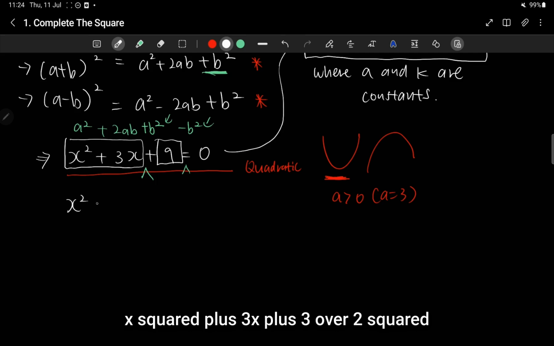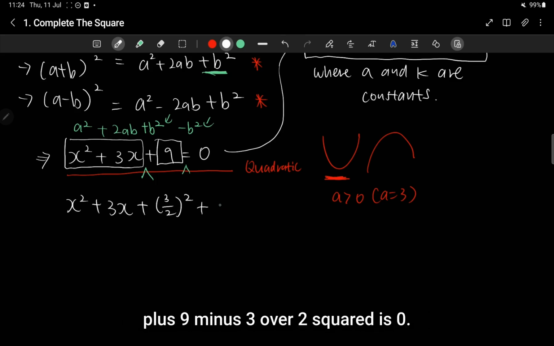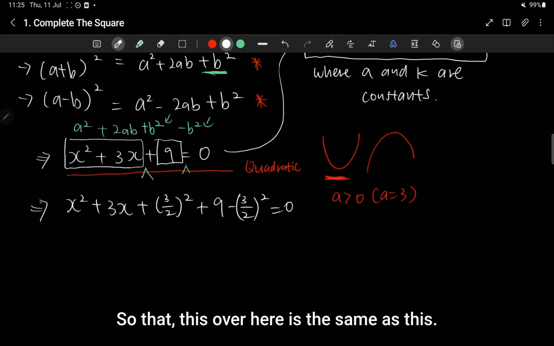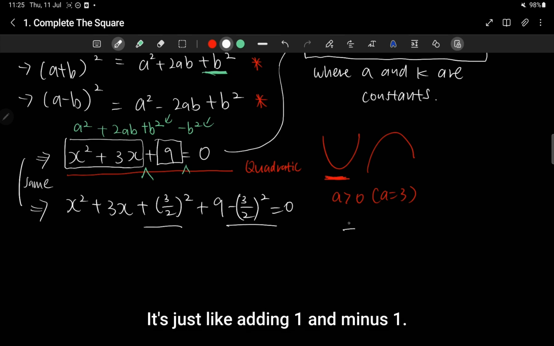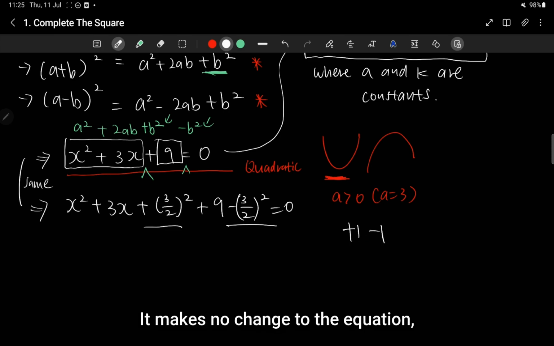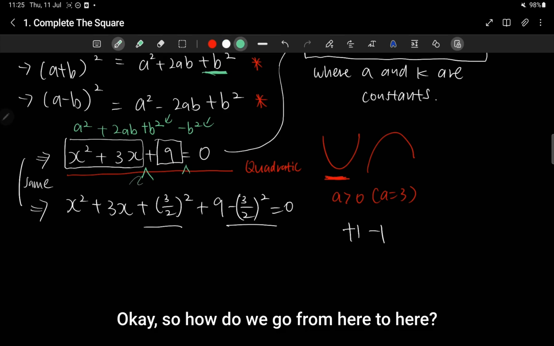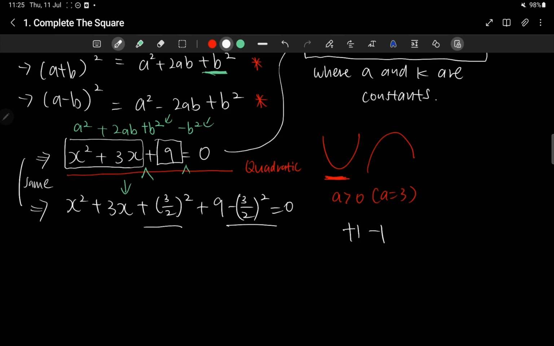Let me just show you: x squared plus 3x plus (3 over 2) squared plus 9 minus (3 over 2) squared equals 0, so that this over here is the same as this. They are the same. It's just that you add in this one and then you minus it away. It's just like adding 1 and minus 1. It makes no change to the equation, but this is a very important step. Okay, so how do we go from here to here? Very simple.